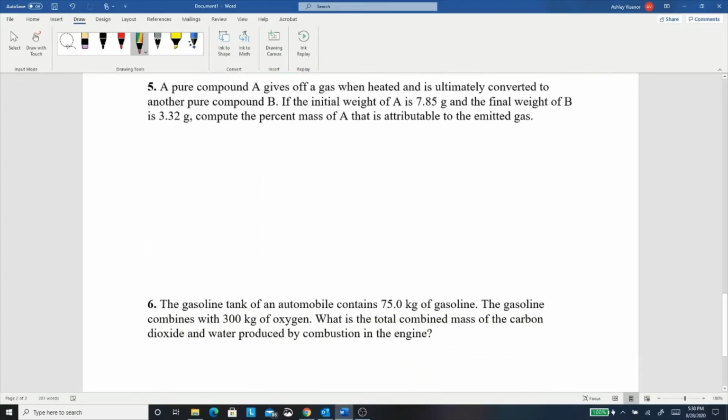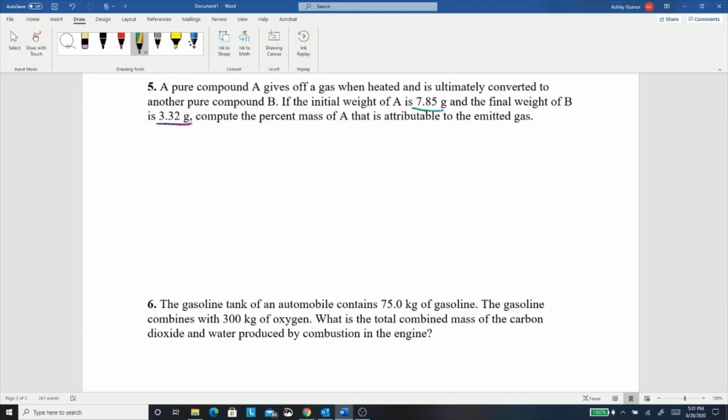All right. Number 5, I had a few questions on. 5 and 6, I think, are questions that are really easy to overthink. Because you automatically want to go to chemical reaction, but in reality, they're just conservation of matter. Okay, so we're told that a pure compound A gives off a gas when it's heated, and then it's converted to another pure compound B. We start with 7.85 grams of A, and we end with 3.32 grams of B. And we want the percent of A that is attributable to the gas that's emitted when it's heated.